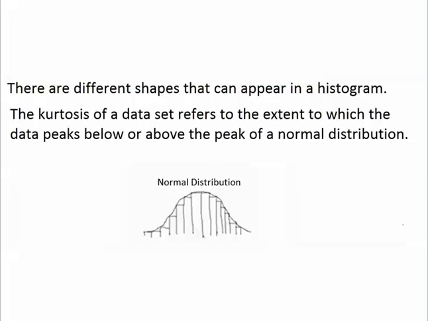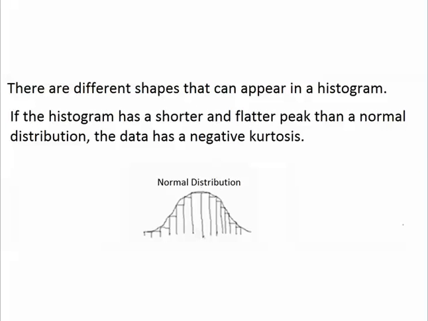Now we talked about the skewness of a data set, now we'll talk about the kurtosis of a data set. The skewness of a data set has to do with whether it peaks to the left of a normal distribution or to the right of a normal distribution. The kurtosis of a data set has to do with whether it peaks too high to be a normal distribution or too low to be a normal distribution. And there's two types of kurtosis you can see in a data set.